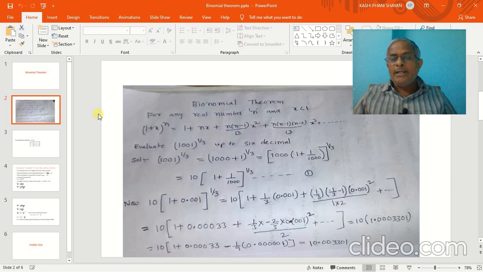Now we are going to learn the binomial theorem when n is a real number. When n is a real number, it means n may have a negative value or a positive value, or even a fraction. What is the condition to use this equation? x must be less than 1.